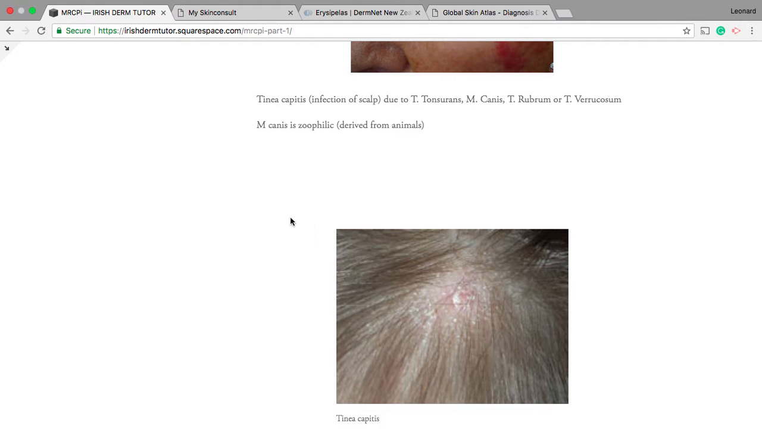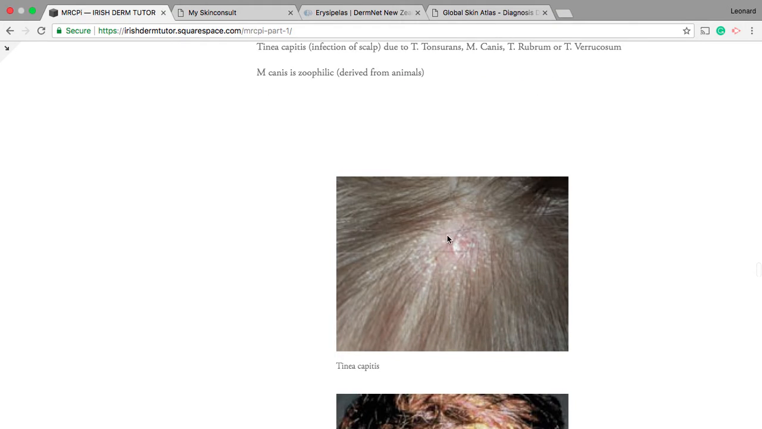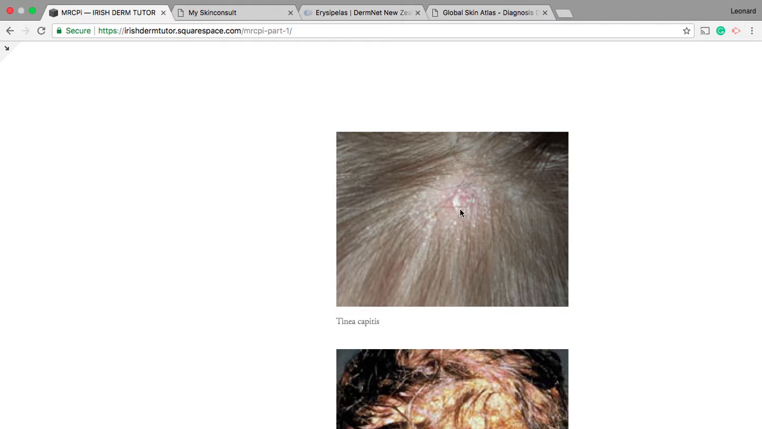And oftentimes, if it's derived from animals, it's more severe than if it was derived from humans. And here's an image of tinea capitis, in which you get, now it's not a great image, a red scaly lesion, and it can be quite itchy.